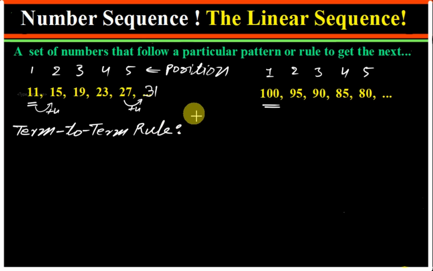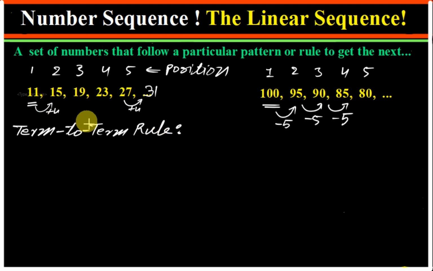So what we have to add or subtract. In this case, you have to subtract something because this is a decreasing sequence. This is an increasing linear sequence, this is a decreasing linear sequence, so you have to subtract something. What are we subtracting here? 5. So 100 minus 5 is 95. 95 minus 5 is 90. So this is what the term to term rule is. The term to term rule is used to find the next term if the previous term is given.